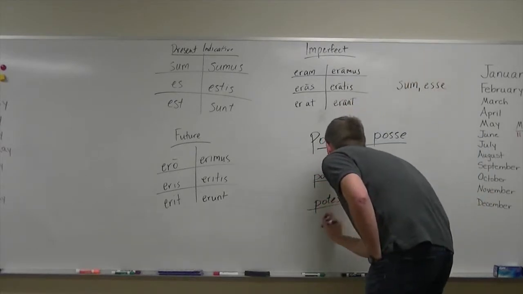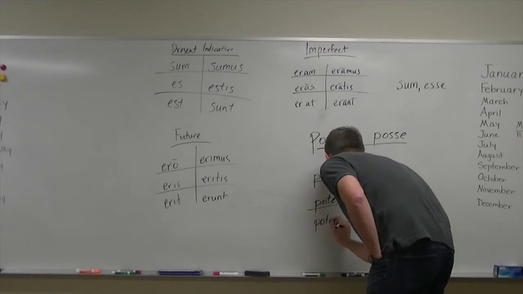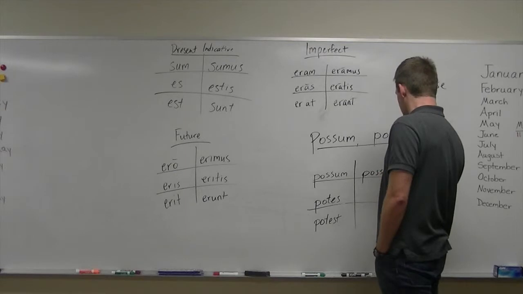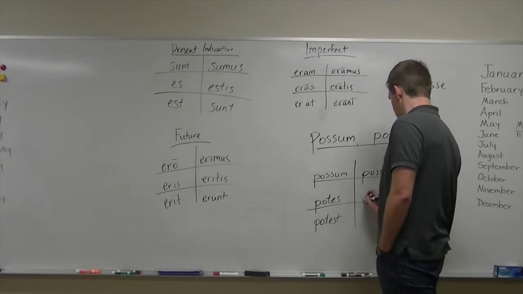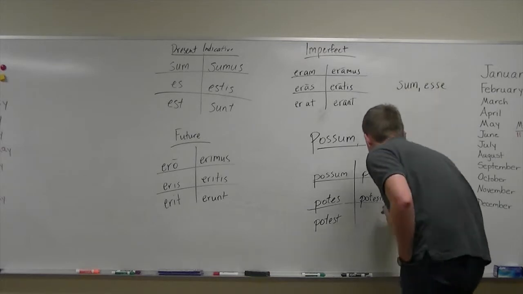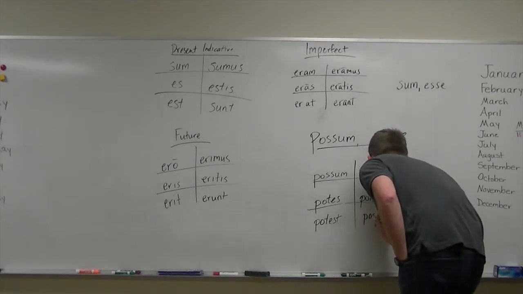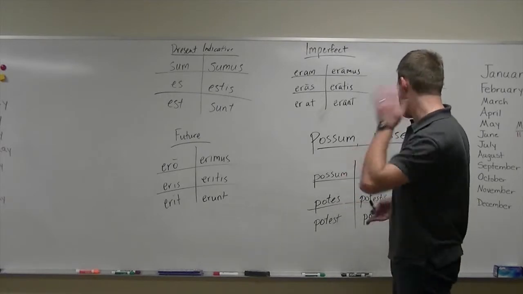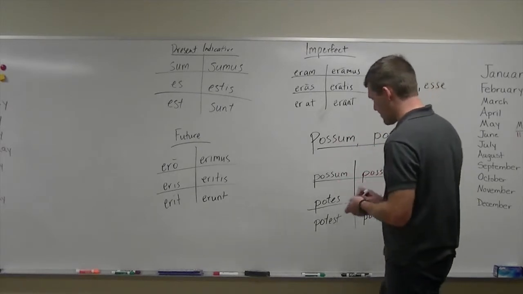And see if you guys can observe any patterns, or whatever you observe. You can see it there. Yeah, it ends the same thing as this. Okay, good. So that is half of the trick. It ends in forms of sum. Sum, est, sunt. Okay, good. That's half of the trick.